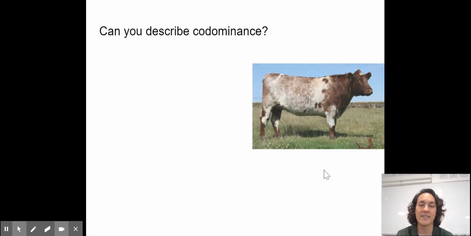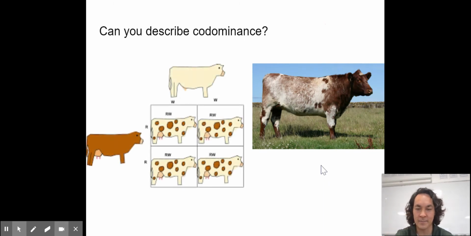All right, codominance is like a couple, right? And each person should be expressed. And here is a good example, a roan cattle. So they're going to have both red and white fur expressed. And so here will be RR and here's WW. So RW is going to have both the red and the white expressed.